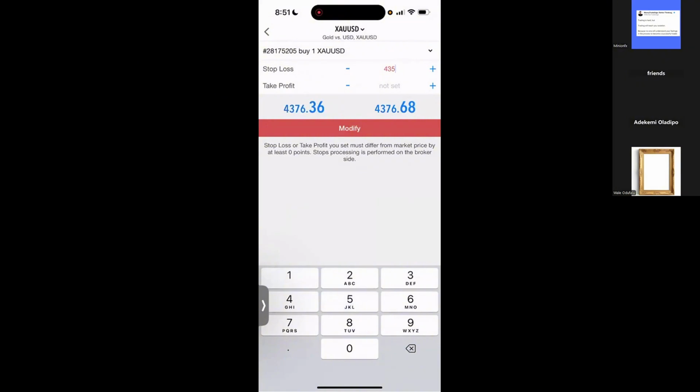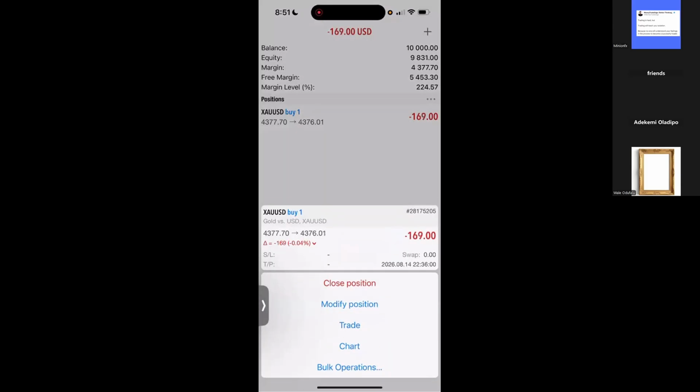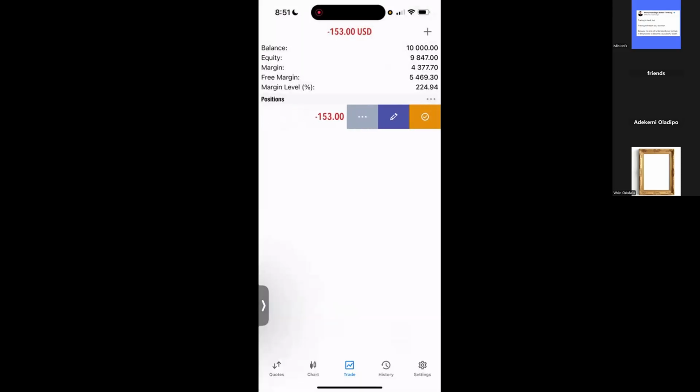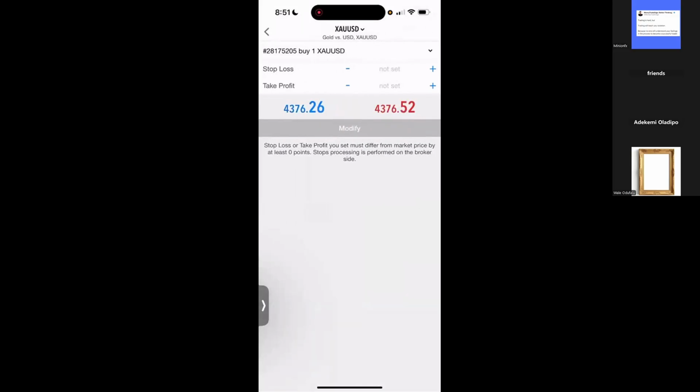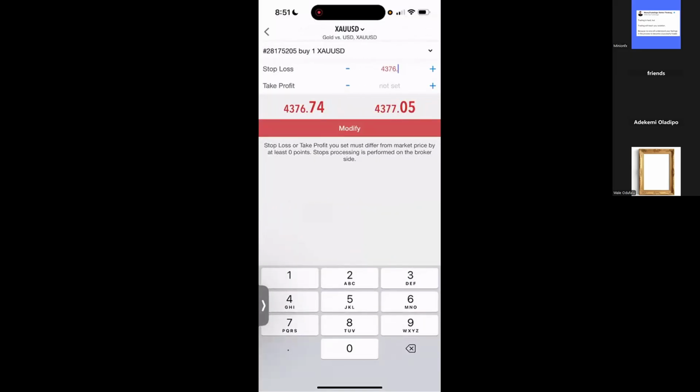Sorry, please, I'm trying to follow. Where did you click to get to this page? Go back. So tap on the trade that is running, the gold buy one. The trade that is running, you tap on it like this once, or you swipe. You can also swipe right. Swipe, you see that pencil, click on the pencil. So tap on it, you see modify. Swipe right, you see a pencil. So 4351. Modify.